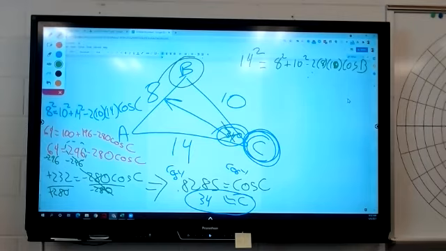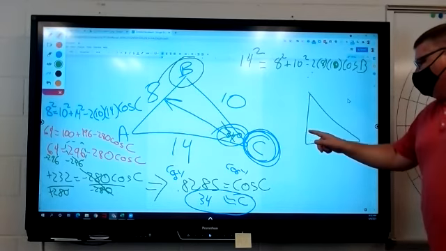Which one is easier to use? This one's pretty straightforward. There's no guessing here, is there? But is there a lot of calculation? Yes. Law of sines is a little easier to use, but there's more guessing on it. Like you've got to find a pair, then you find this other pair, but there's less calculation. Does that make sense? So they both have their best bits.